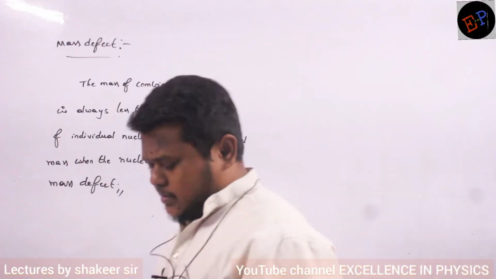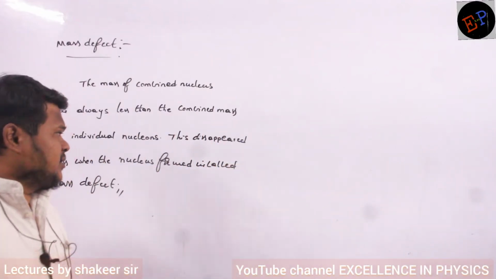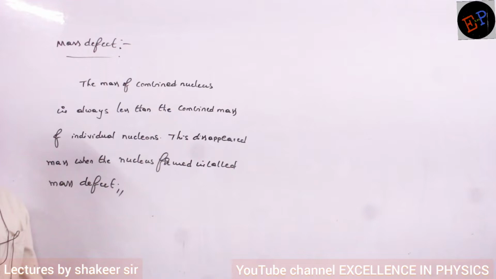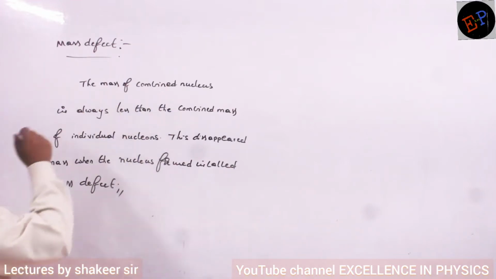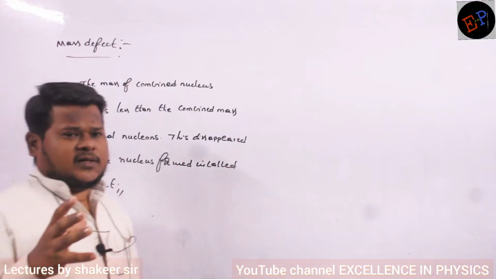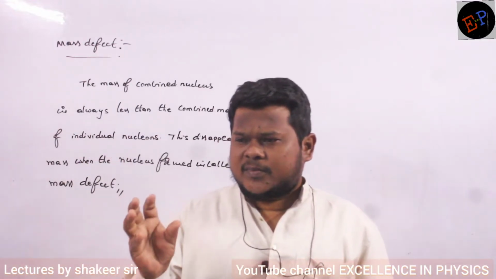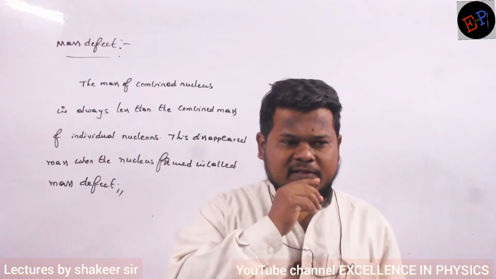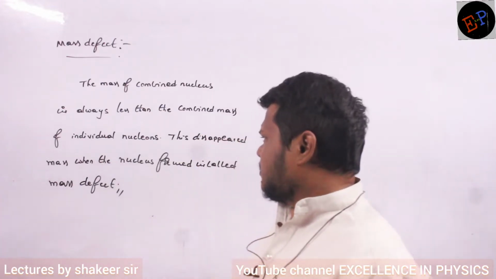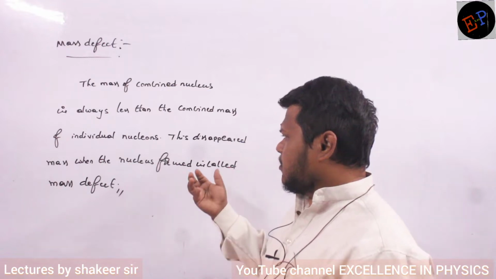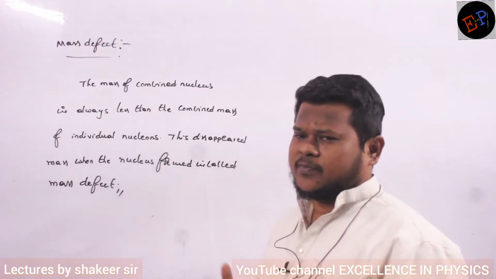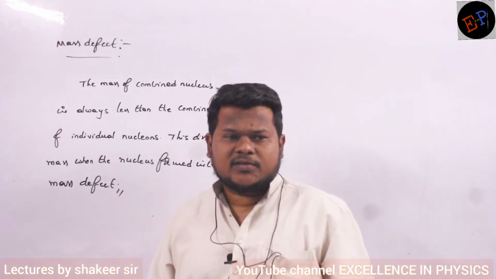Defect. So what is meant by mass defect? Yesterday also I think we have had a small discussion on this one. See, if I take the mass of a nucleus, the nucleus contains protons and neutrons. So I take the mass of the nucleus. Are you able to understand? Then I will take the mass of individual nucleons. What is meant by nucleons? Protons and neutrons are called nucleons.